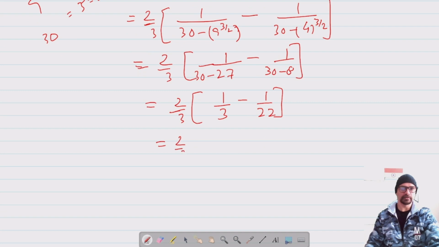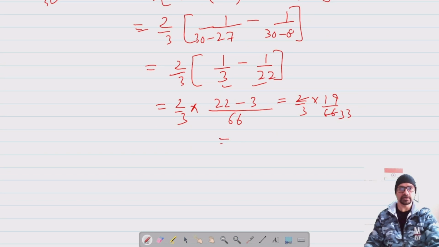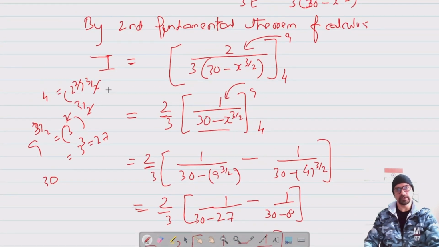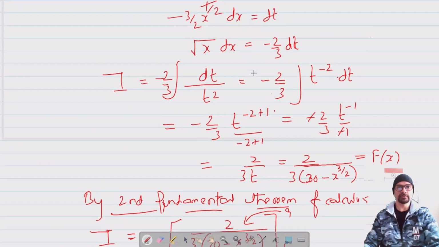Okay, and now the LCM is 66, and this gives me 22 minus 3, which is 2 by 3 into (22 minus 3) by 66, that is 2 by 3 into 19 by 66. So that is our answer. So that's how we evaluate a definite integral by the second fundamental theorem of calculus. Let's check one more example.